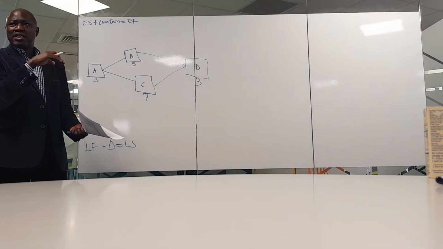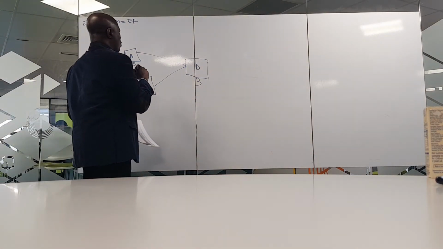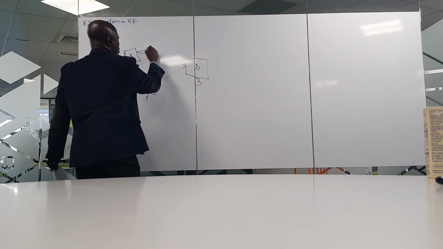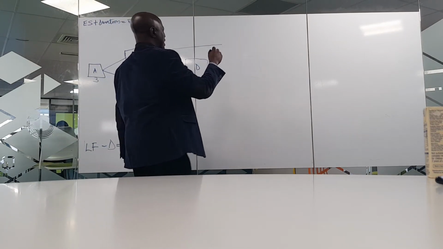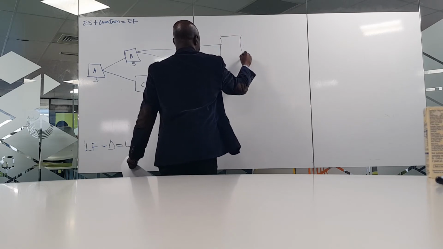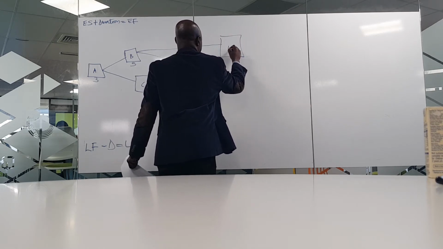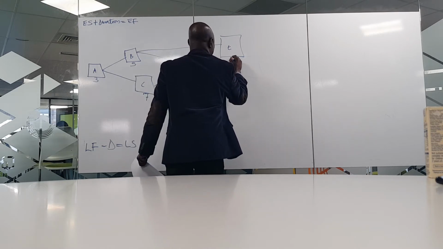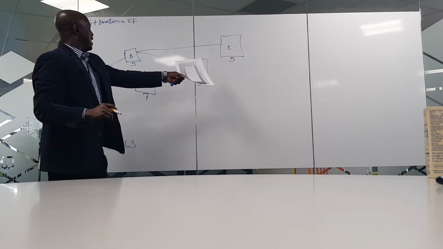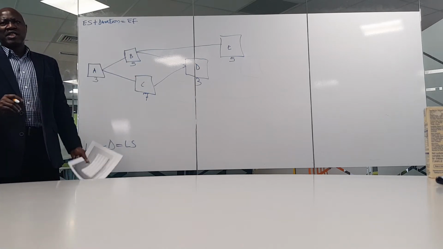Are we sure? Are we getting it? Yes. So, where's activity B? This is B. So, we might possibly need to draw B here and get our E. E, how many days? 5. You put your 5, don't forget, because without this duration, you can't work out anything.